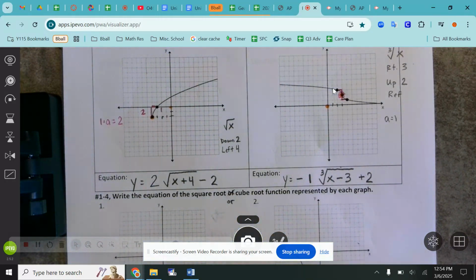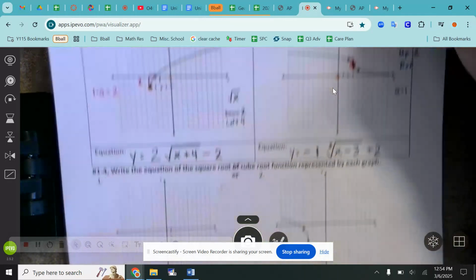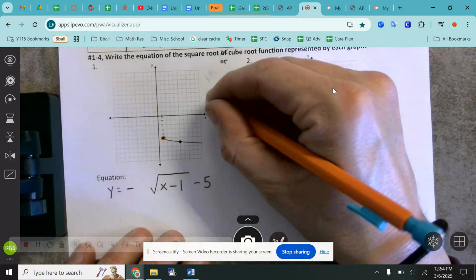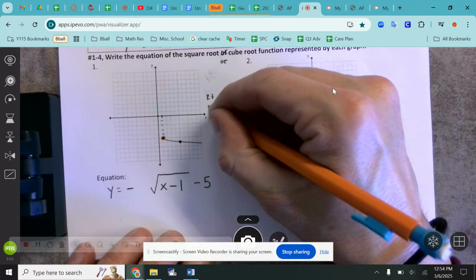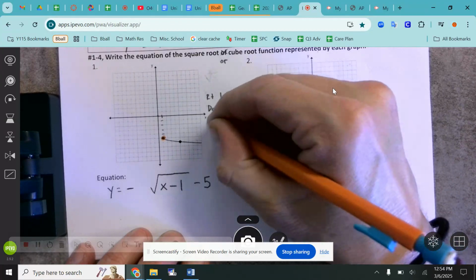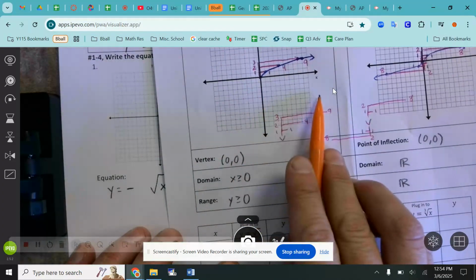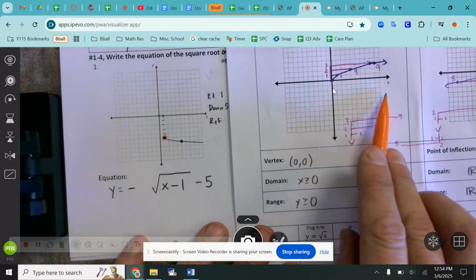Okay. We need to do one. I'm actually going to do 2 more examples. So for number 1, I already kind of went ahead, and I wrote in the fact that we went right 1, we went down 5, and this graph did reflect, because again, if we compare it back to the original, my graph's going the other direction now. So that got a reflection here.